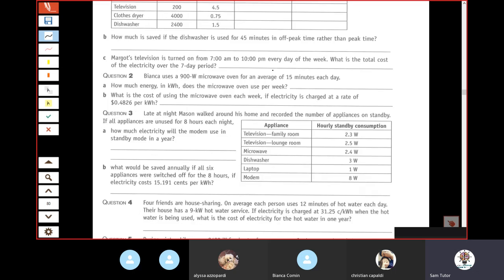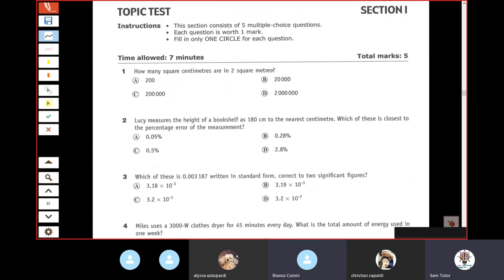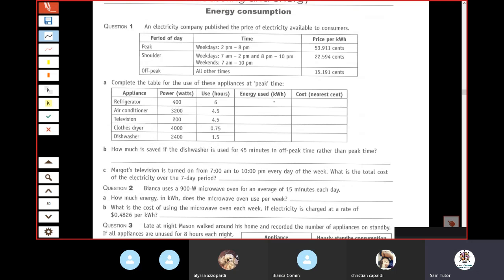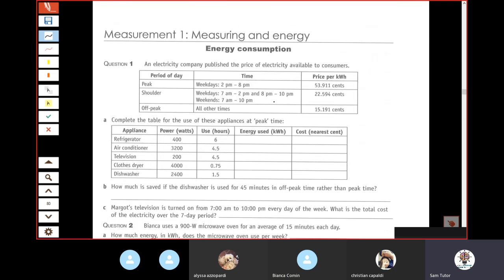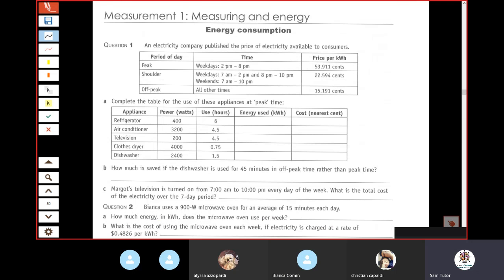Electricity time. And last one. What's the time anyways? Oh, we're doing well. How good's that? We finished the whole topic. Good.